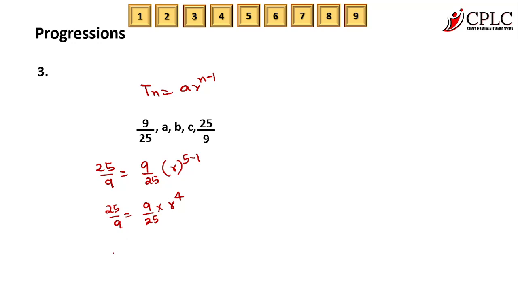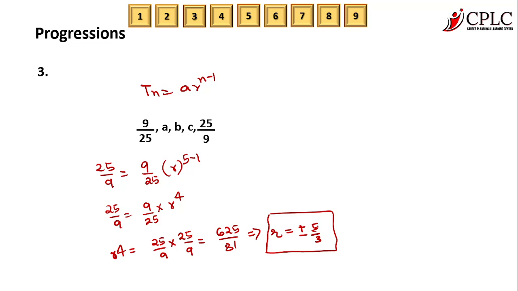Now, if you want to find out the value of r raised to 4, this thing comes on that side. So it becomes the reverse again, 25 by 9 itself, 625 by 81. And that is the value of 5 by 3 to the fourth, but because it's an even power, you will have both answers, plus and minus 5 by 3. This is something that we cannot miss out in terms of understanding. So r is coming out to be plus or minus 5 by 3.